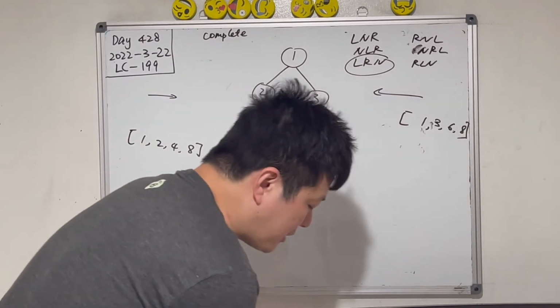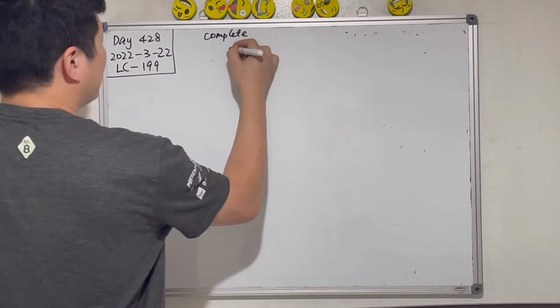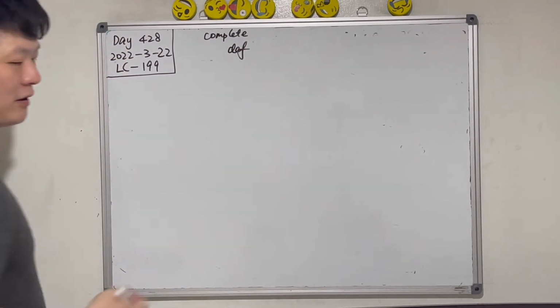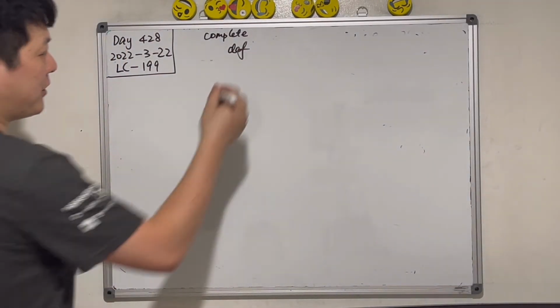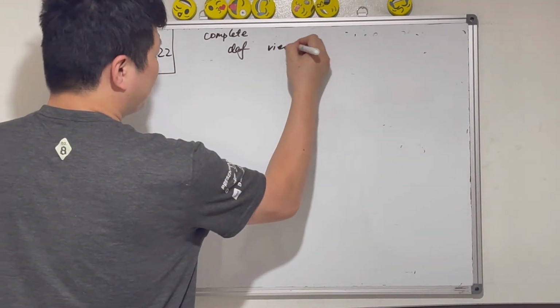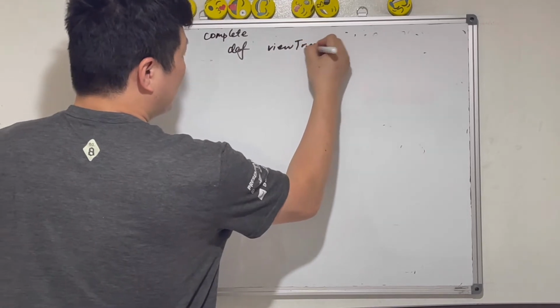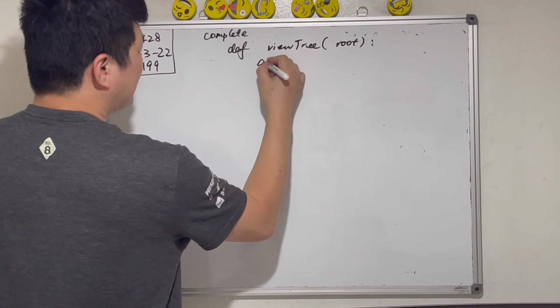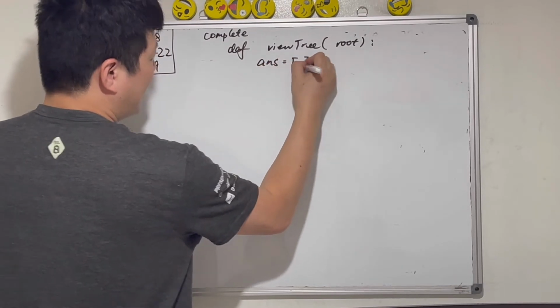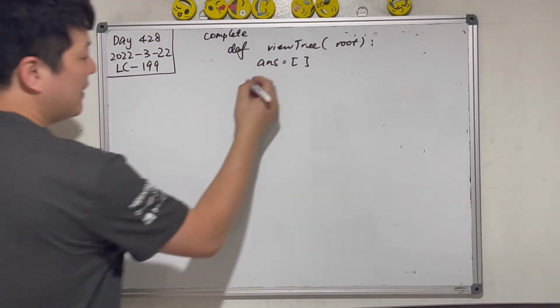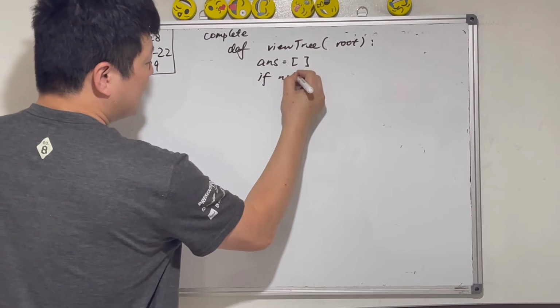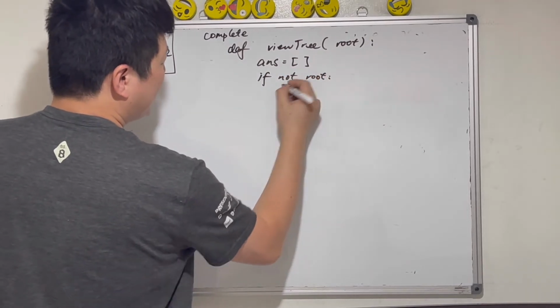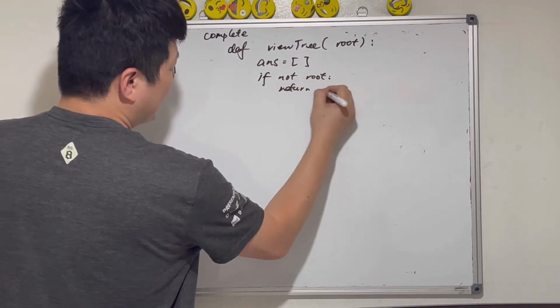Okay. So I'm going to implement the breadth search first. Define, let's say it depends on left or right, let's just say view, the view of the tree, and then we have the root. First of all, answer equals an empty list. So if not root, we just return answer.